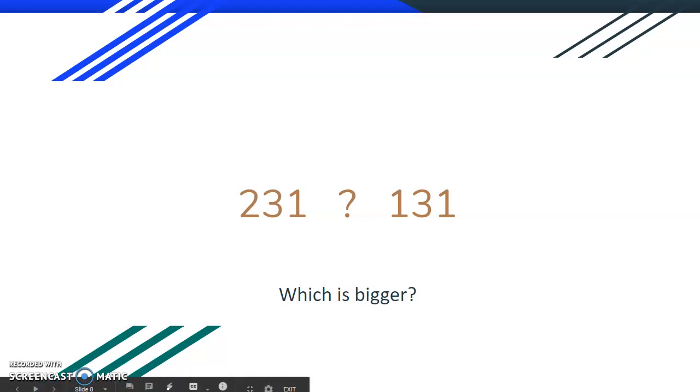So in this one, we have 231 and 131. Let's look at our hundreds place to determine which is bigger. We have a 2 and a 1. So pause the video, come up with your answer, and then we will check it.